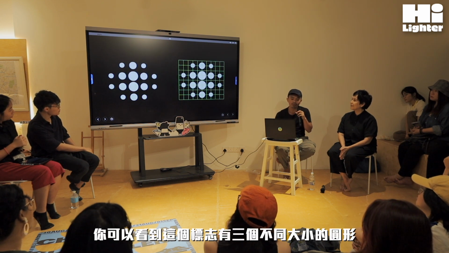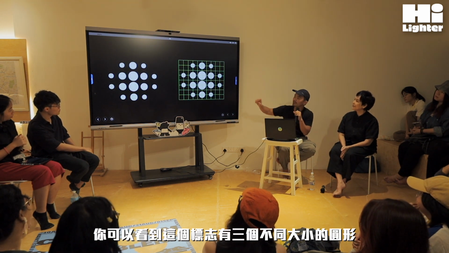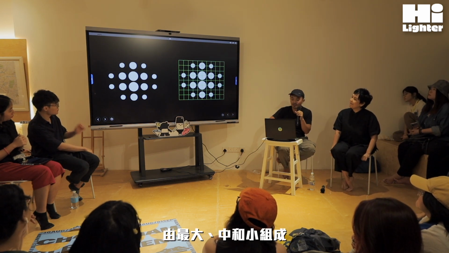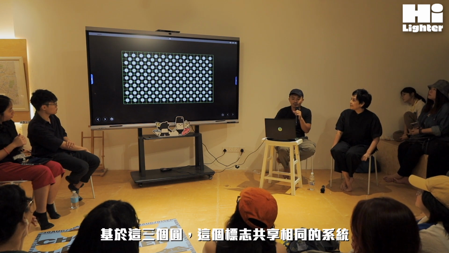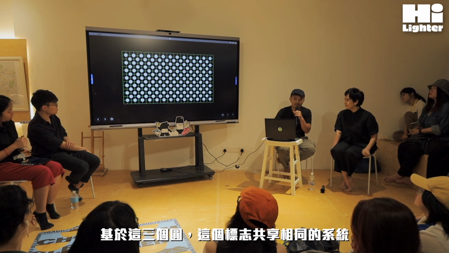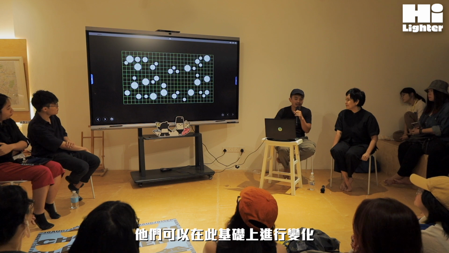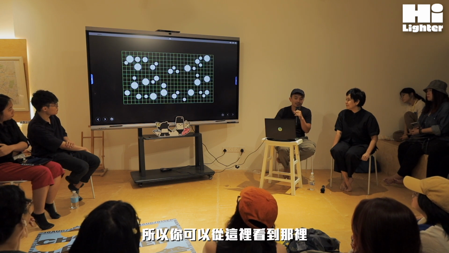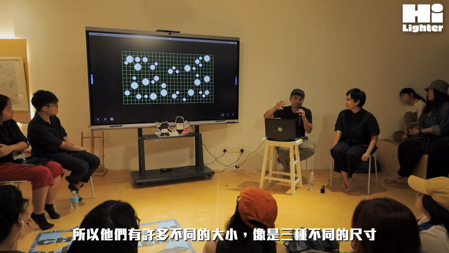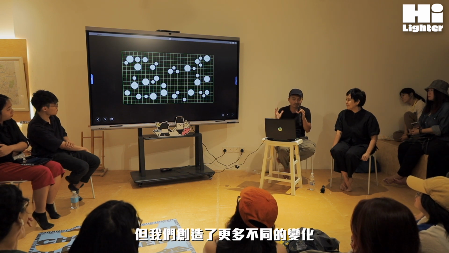And you can see the logo has 3 different sizes of circles. You can see the center is the biggest, then the medium and the smallest. So based on these 3, these logos share the same system, and they can play with that. So you can see from here to here. They have 3 different sizes, but we create more variety.